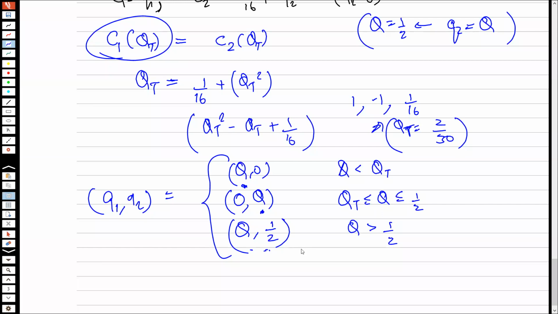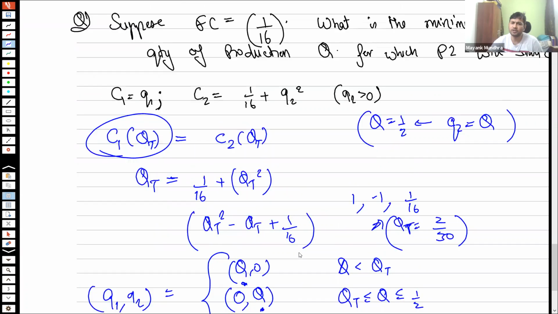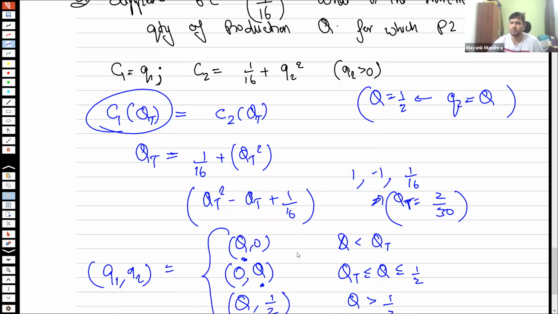Excuse me, sir. Can you please explain, I didn't understand what is QT. QT is that threshold quantity at which you decide to start plant 2. So you see, if quantity is too low, obviously I will not start plant 2. Why? Because I have to incur a fixed cost of starting plant 2. If only 1 by 100 units are to be produced, I can produce it in plant 1 by paying 1 by 100 rupees. Why should I pay a fixed cost of 1 by 60? So obviously for a very low quantity, I will only run plant 1.